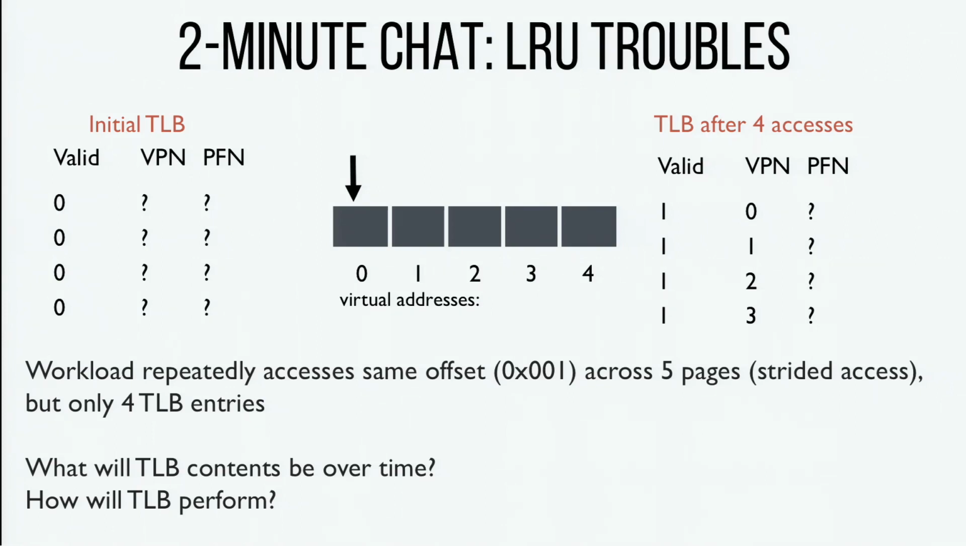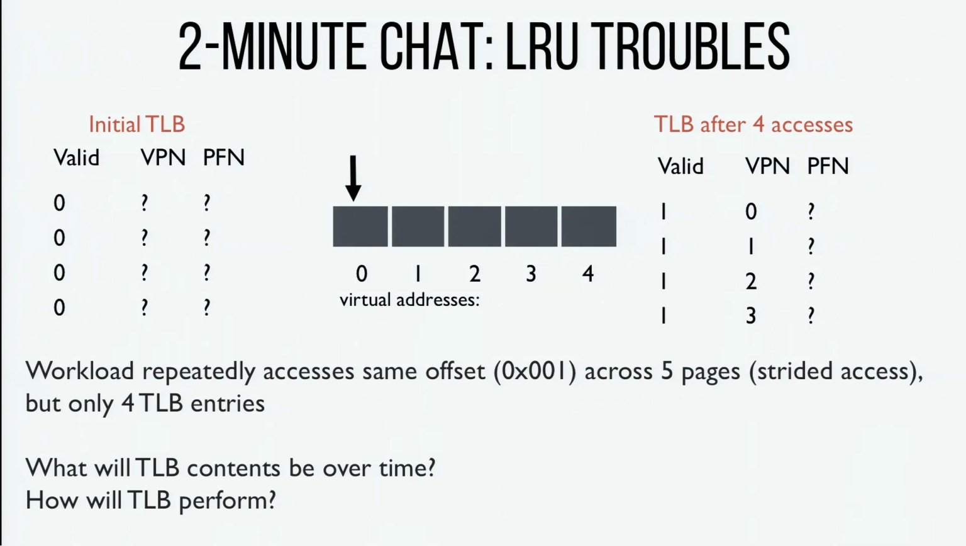But I guess I didn't really tell you, we keep cycling through this. We go back to the beginning each time. So now we're going to access page 0. That's the one we just kicked out for page 4. So we'll have a miss. 0 will kick out 1. We then access 1. 1 kicks out 2. So you never have the right contents of this TLB when using LRU.